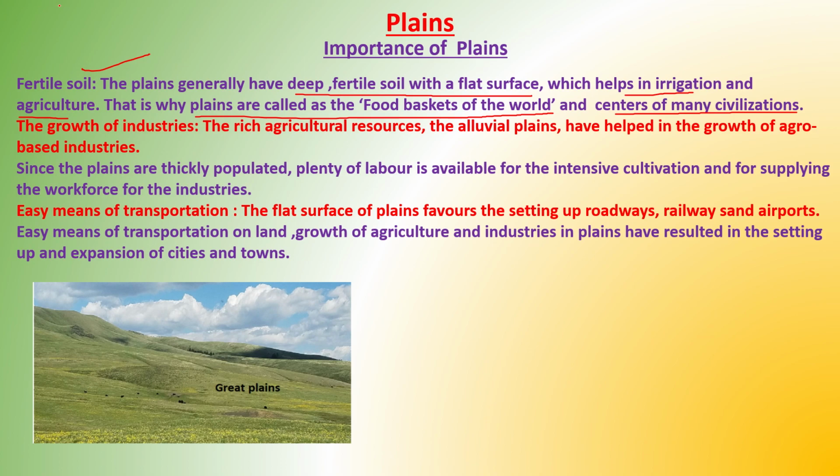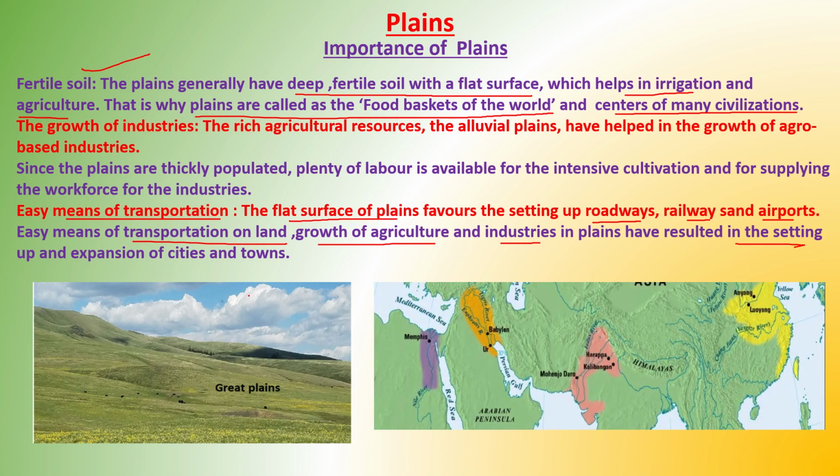Since the plains are thickly populated, plenty of labor is available for intensive cultivation and for supplying the workforce for industries. Then easy means of transportation: the flat surface of plains favors setting up roadways, railways, airports. Easy transportation on land, growth of agriculture and industries in the plains have resulted in the setting up and expansion of cities and towns.